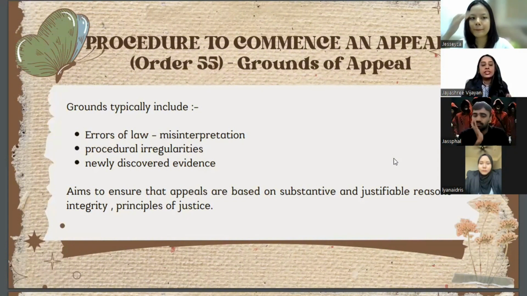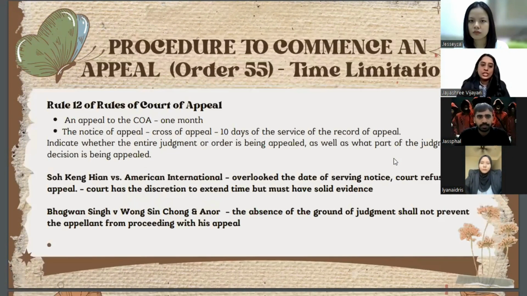And if someone believes that the facts of the ground in the original case are unreasonable or not supported by the evidence that has been submitted, then they may also appeal. So the purpose is to make sure that these appeals have solid and fair reasons, maintaining the legal process integrity and upholding justice. Moving forward to the time limitation.